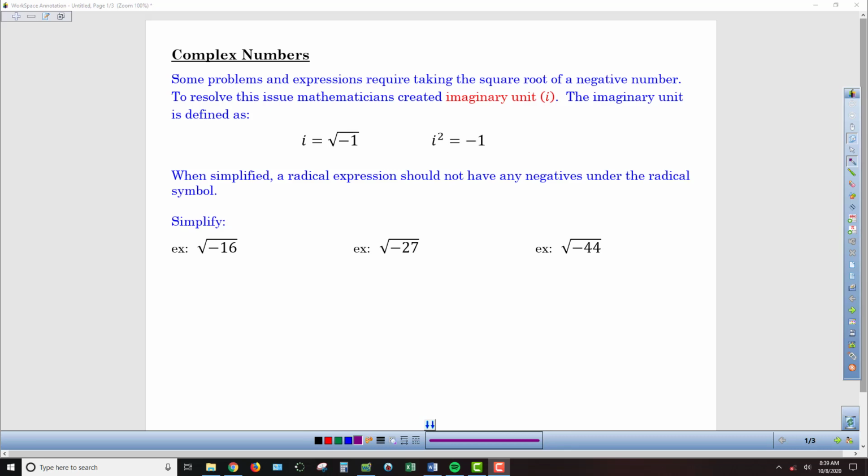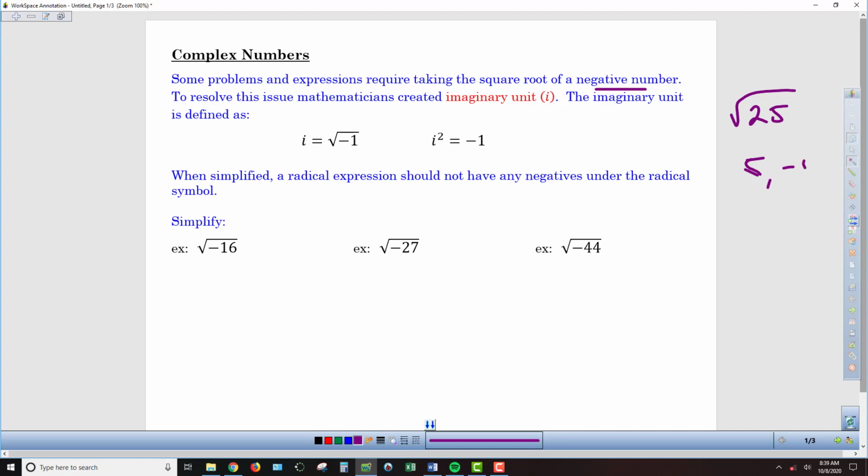Some circumstances require us to take the square root of a negative number. Now when we take the square root of something, we're trying to find a number that when we multiply it times itself will get us back to that number. So if I'm asked to take the square root of 25, I could say that my answer is 5, because 5 times 5 equals 25.